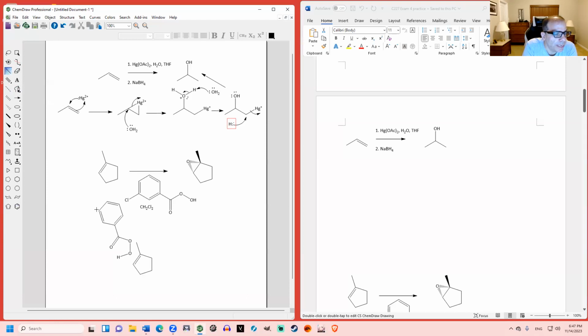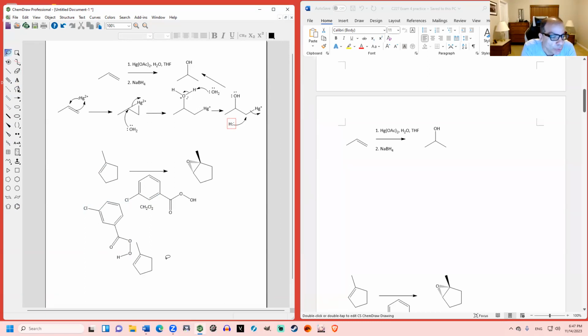And it doesn't have to be MCPBA. The R group attached to the peracid could be methyl or trifluoromethyl also. Oh, I forgot my chlorine. There we go. So this molecule is the MCPBA, and you need to redraw it to get credit if this is on the exam. You need to redraw the molecule.